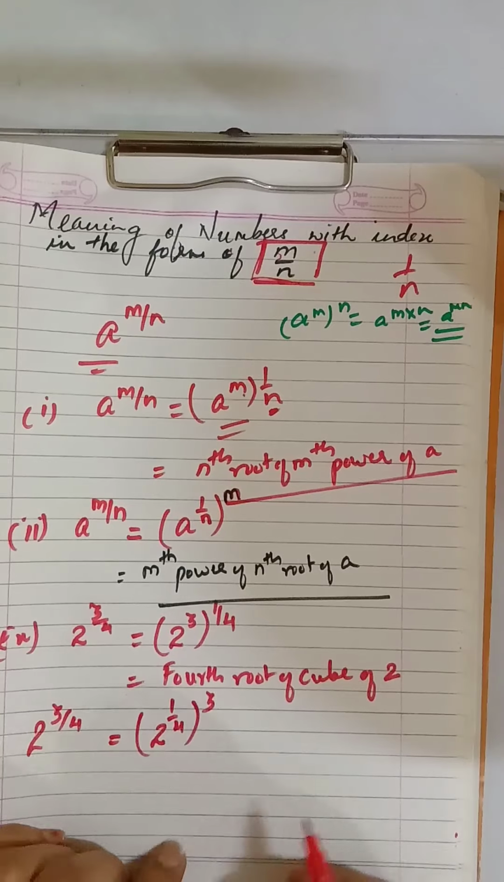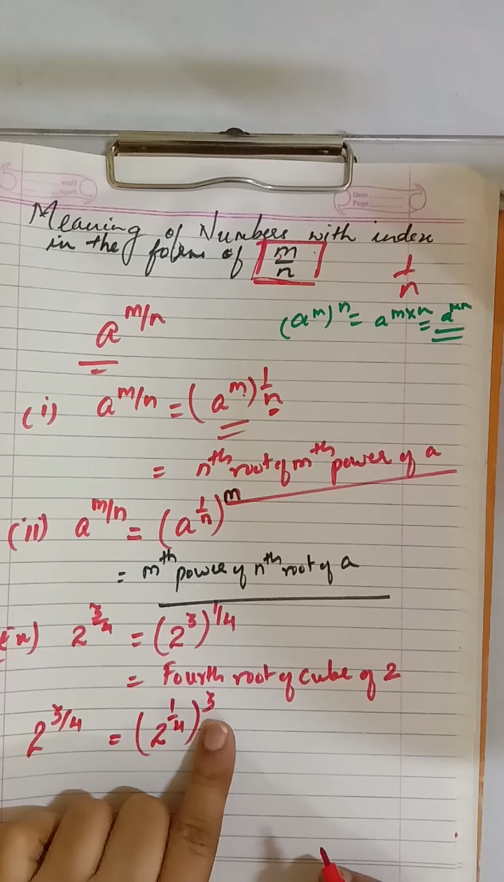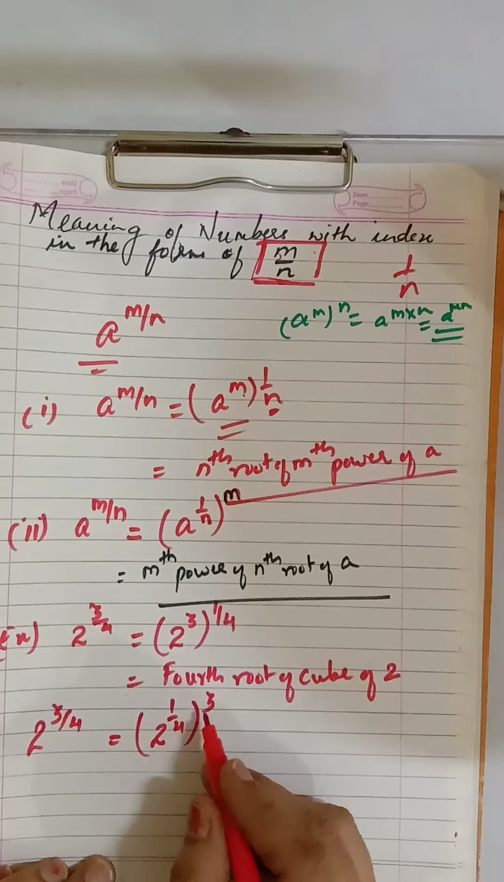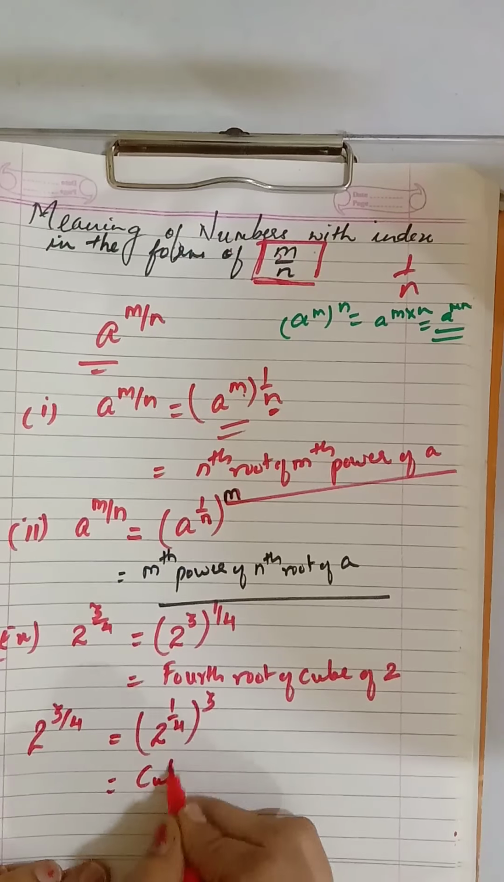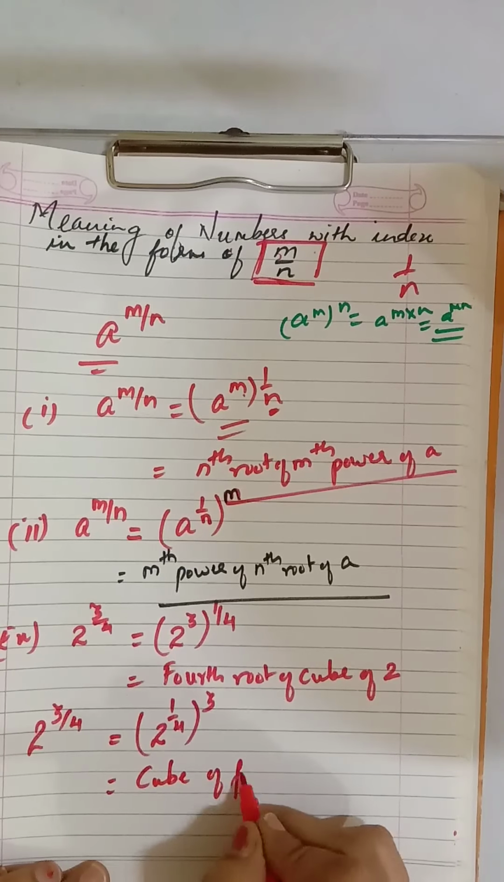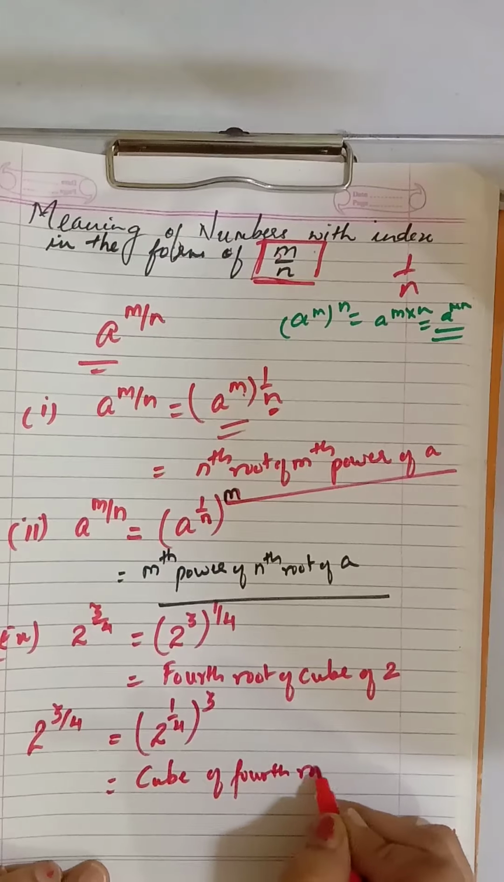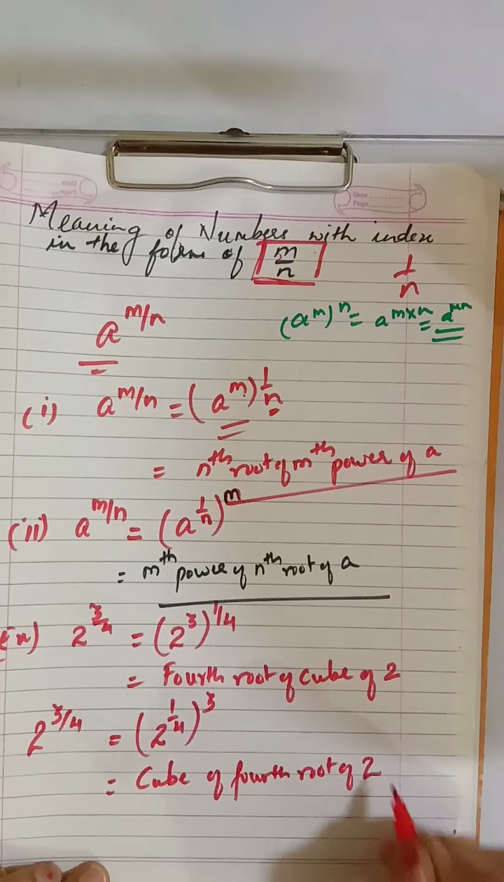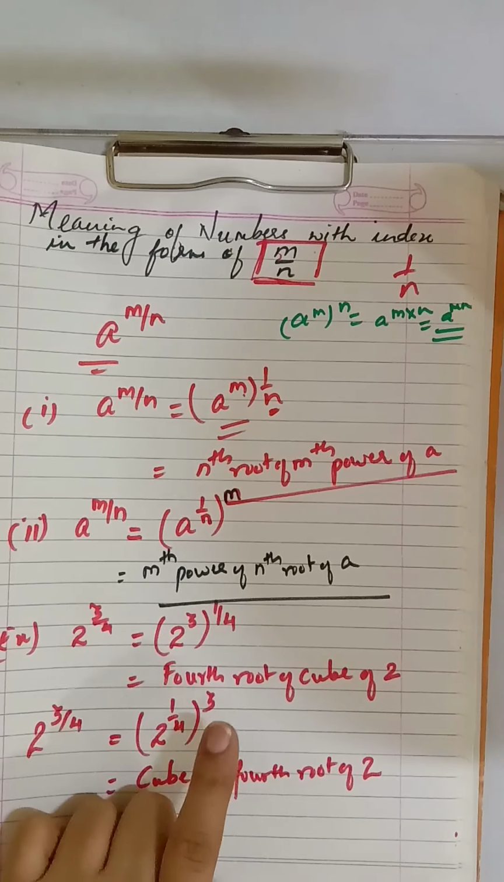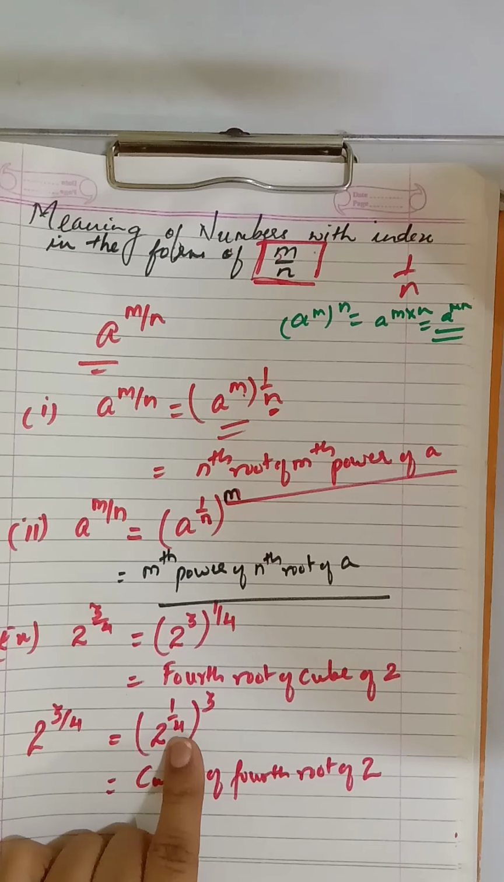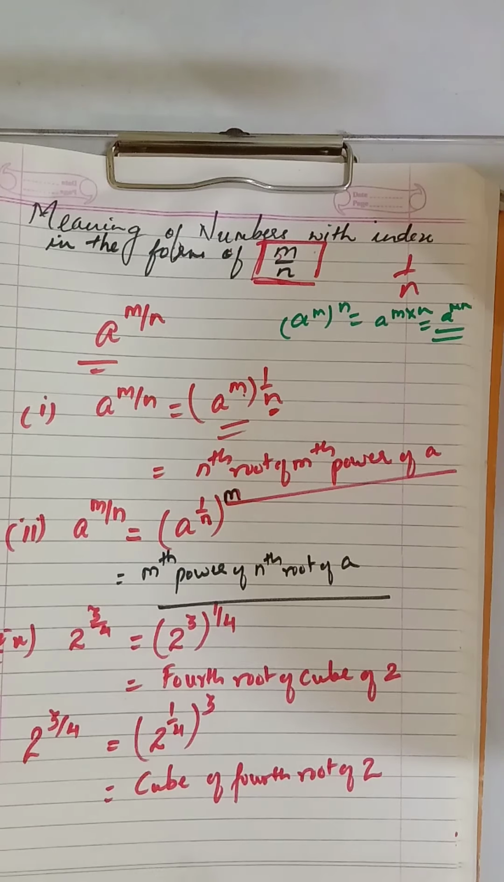So now what will it become? This is a cube of, right? So I can write this as the cube of the fourth root of 2. So here the power is first and then the root. Clear, children? Copy down this example. When we do the exercise, things will become more clear.